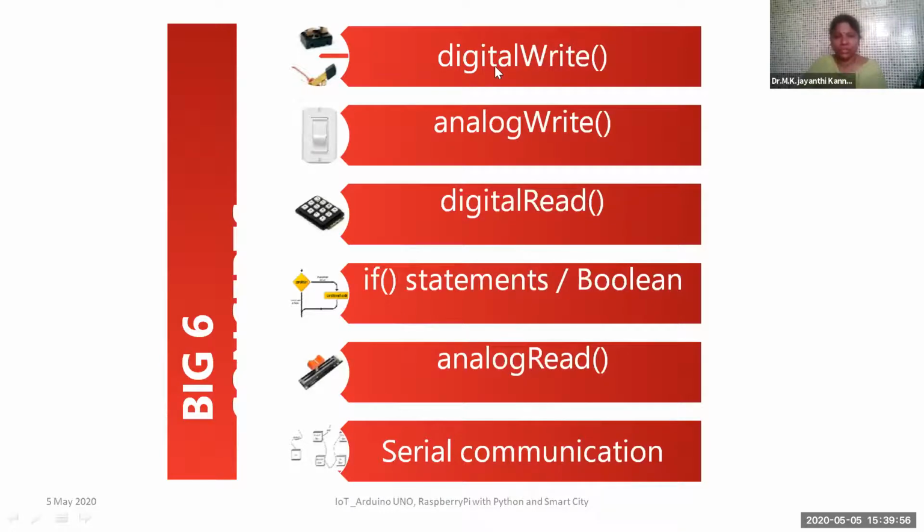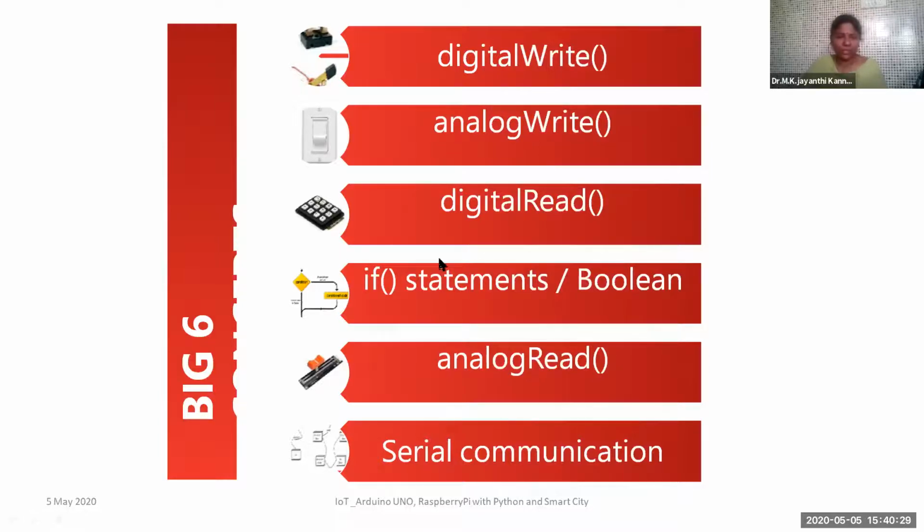Here digital is a keyword, write is also a keyword. Digital is all small letters, the W in write is capital, so it is case sensitive. So digitalWrite is a keyword, and we should follow the same syntax: digital in small, W in capital, rite in small. The second one, analogWrite, is used for writing the analog output. The third one is called digitalRead. Using the digitalRead function, we can read the content from the controller board.